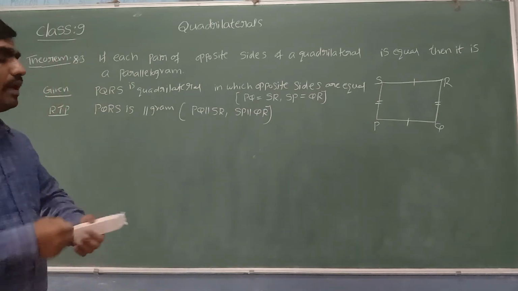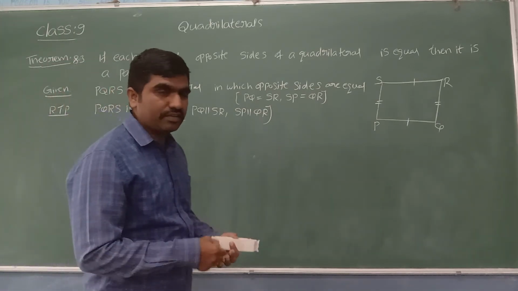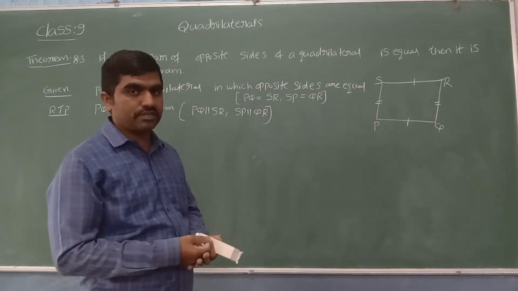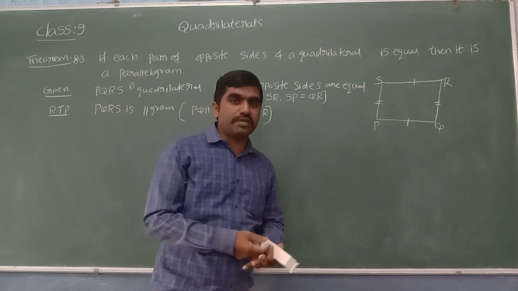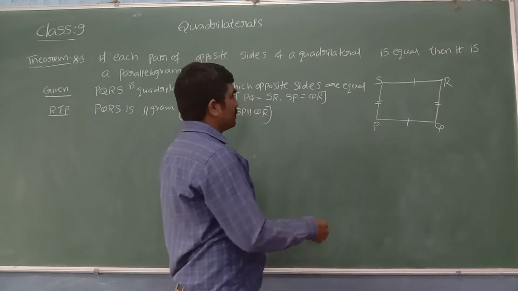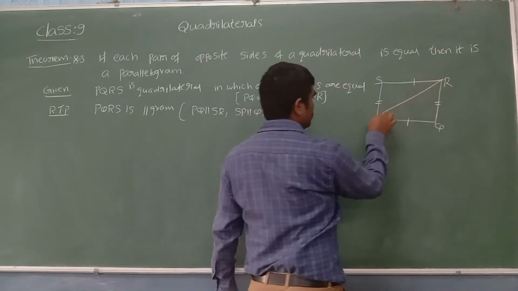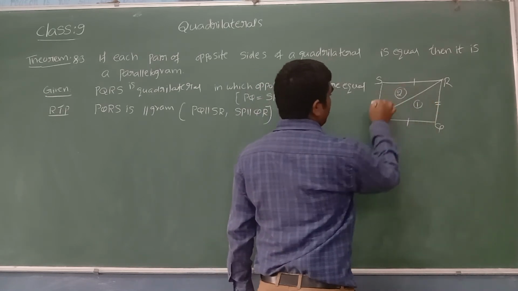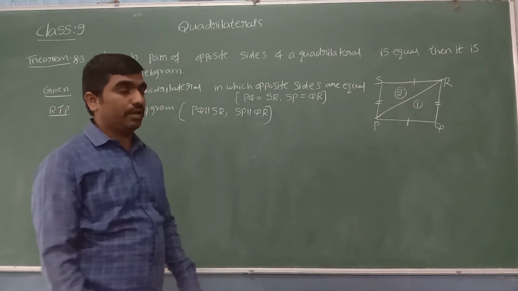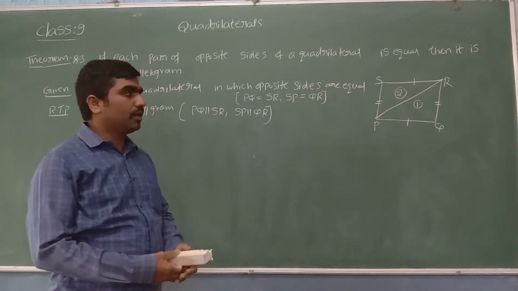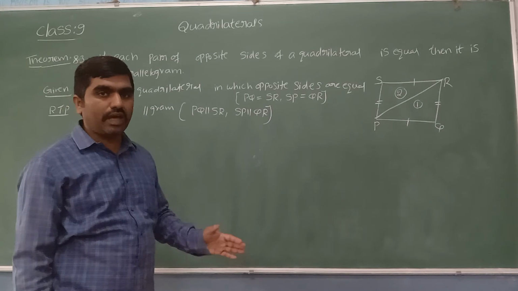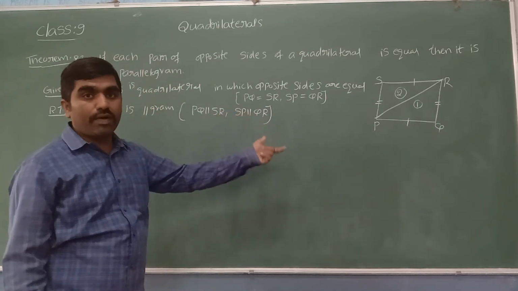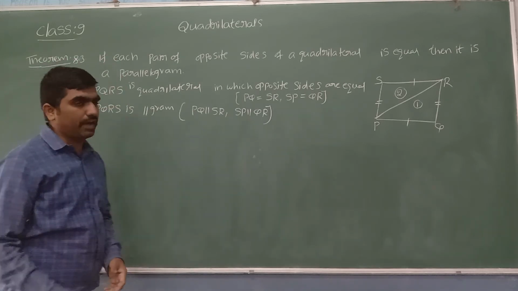So to prove angles are equal, we'll take two triangles and we'll prove the triangles are congruent. Why? Because once triangles are congruent, by CPCT their angles are equal. So let us draw one diagram, so that I can see two triangles, triangle PQR and triangle SPR. Try to prove both the triangles are congruent by any one of the criteria, so that by CPCT we can say corresponding angles are equal. Once corresponding angles are equal, then the lines are parallel. Once lines are parallel, then it is a parallelogram.